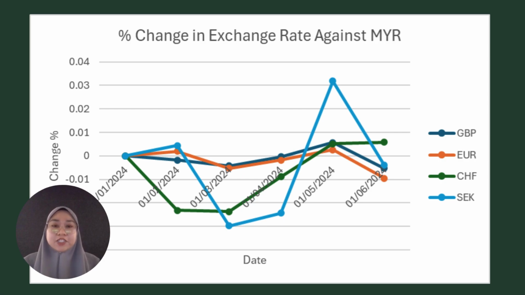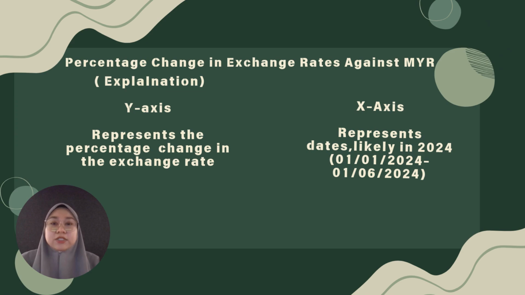These are the percentage changes in exchange rate against MYR monthly. So we can see that SEK experienced the highest percentage changes during the period. The graph before showed the y-axis as the percentage change in the exchange rate, while the x-axis represents the period, likely in 2024, from 1st January to 1st June 2024.